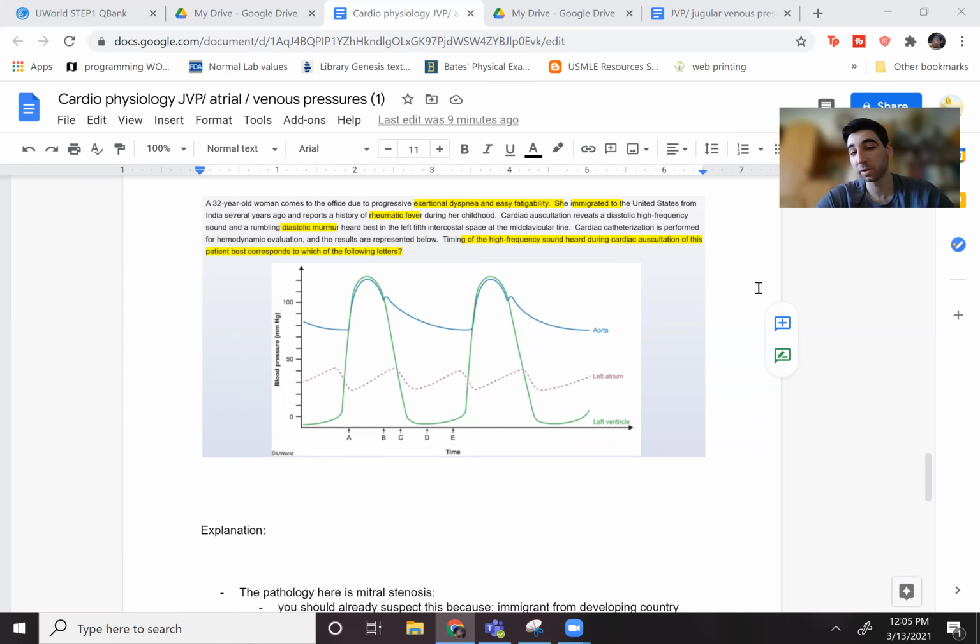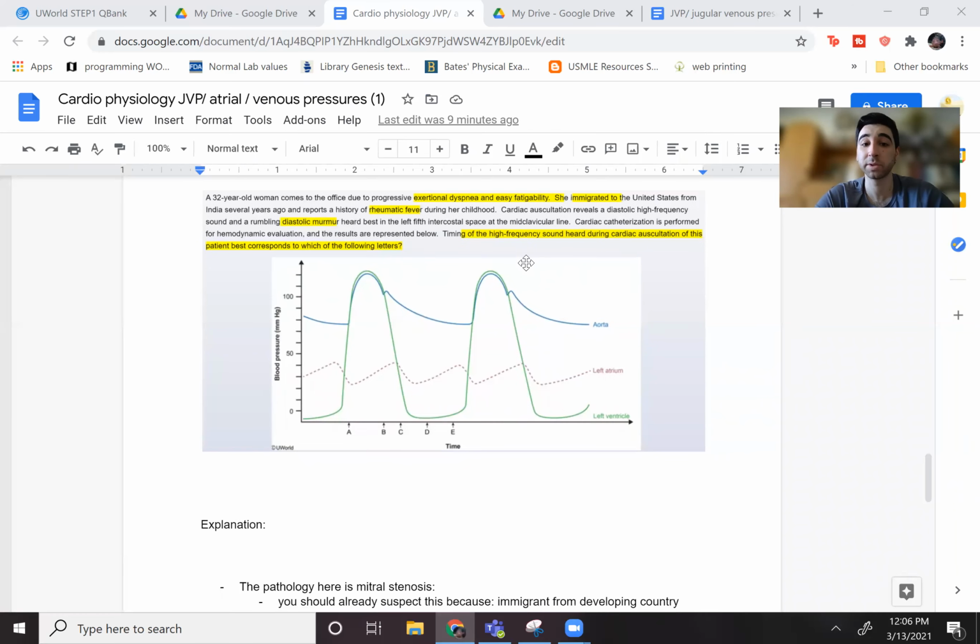And rheumatic fever will usually affect the mitral valve. So you should be thinking of mitral stenosis or mitral regurgitation. And in this case, it's mitral stenosis because you can hear this diastolic murmur. And then there's a diastolic high frequency sound. So this is referring to the diastolic snap you hear when the mitral valve opens after the pressure builds enough.